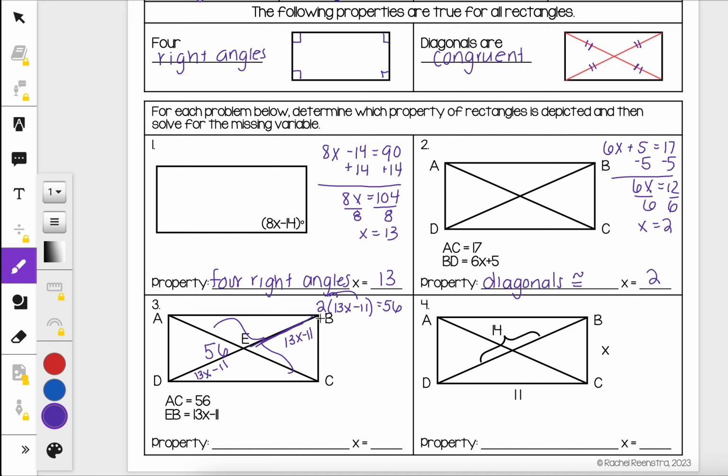I'm going to distribute that 2. So I have 26x minus 22 equals 56. Add 22 to both sides, and I get 78. And then divide both sides by 26, and x equals 3. Okay, and again, the property that I was using here is that the diagonals are congruent.